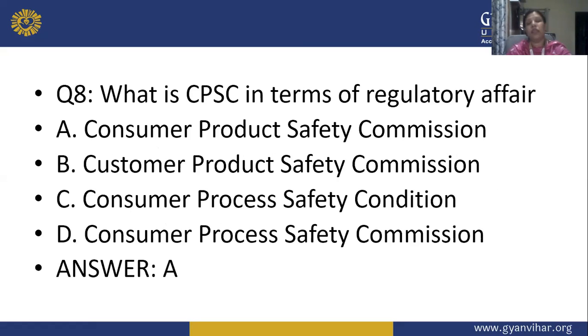Now next is what is CPSC in terms of regulatory affairs. So when we talk about regulatory affairs, what is CPSC? Consumer Product Safety Commission. We have discussed this in today's slides only. Is it Consumer Product Safety Commission, Consumer Process Safety Commission, or Consumer Process Safety Condition? Which is true? So answer A is correct. That is, CPSC is Consumer Product Safety Commission, and we have discussed that consumer products are regulated by the Consumer Product Safety Commission.